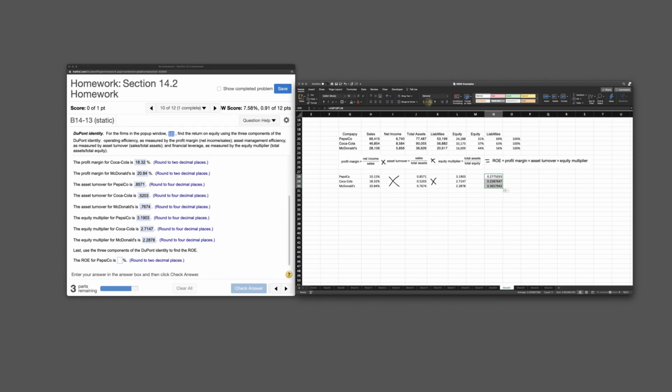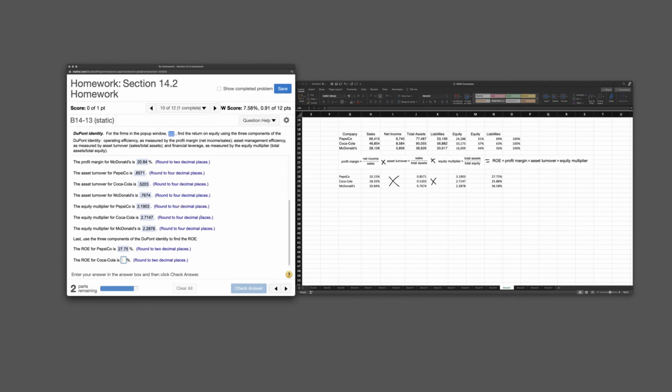Let's put that in the proper format. So it looks like they want percent. Okay. So 27. So again, this is a summarized version, an overall return.